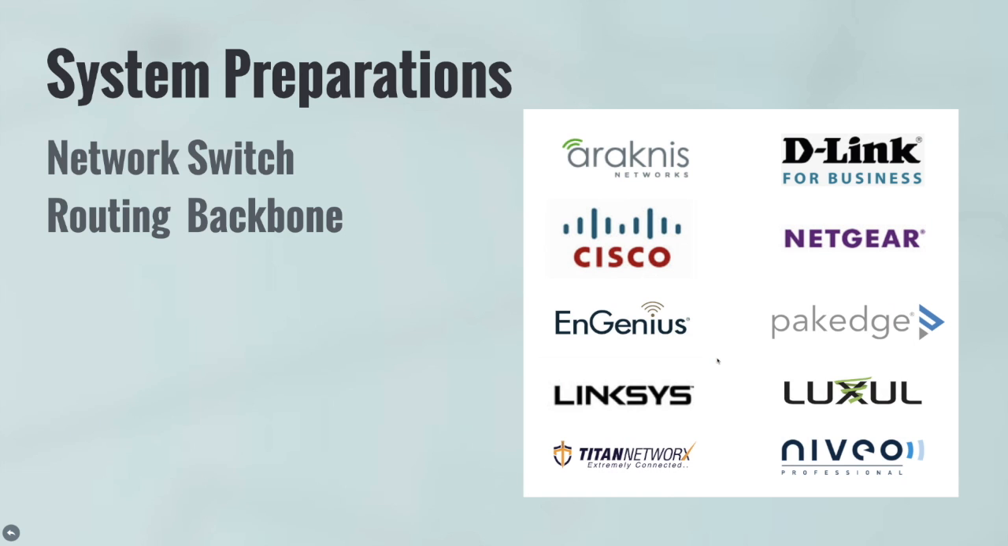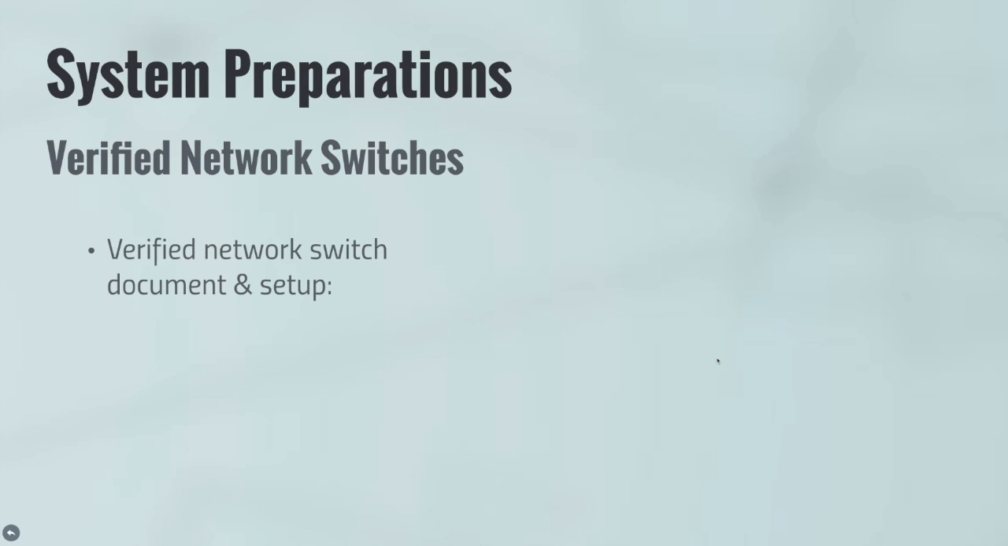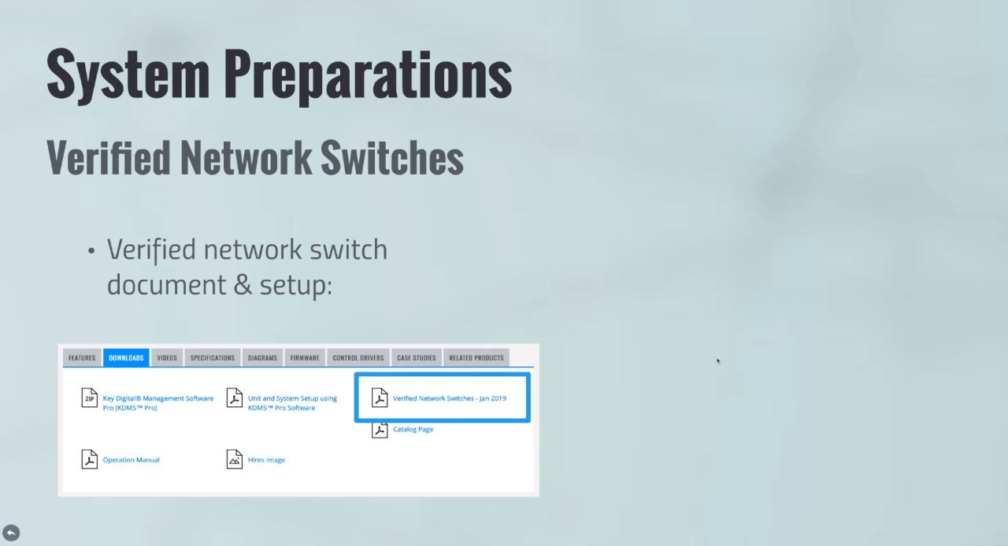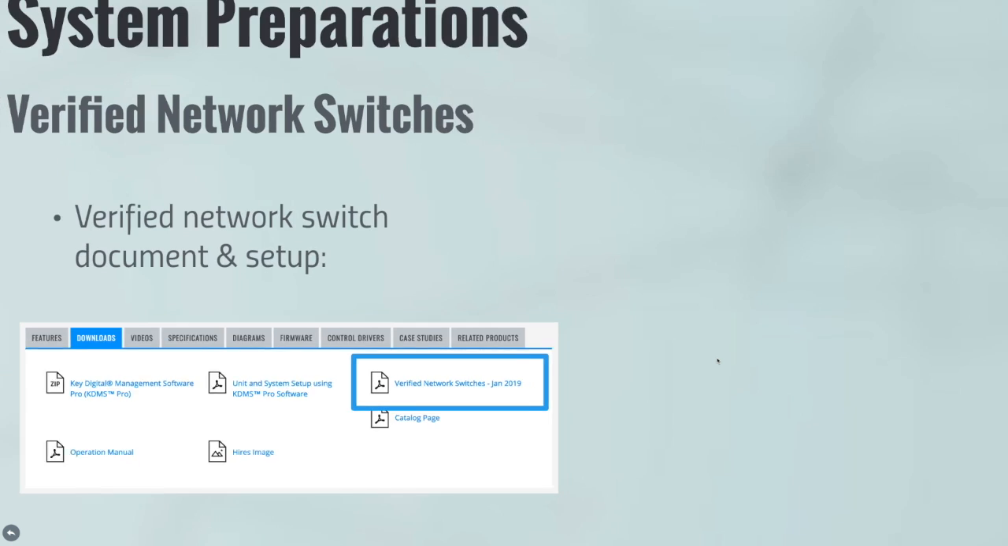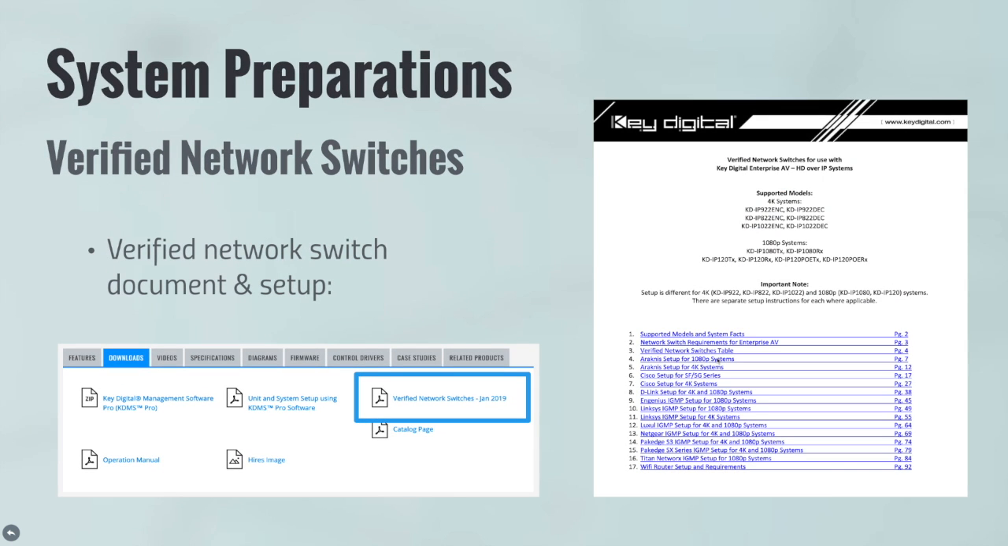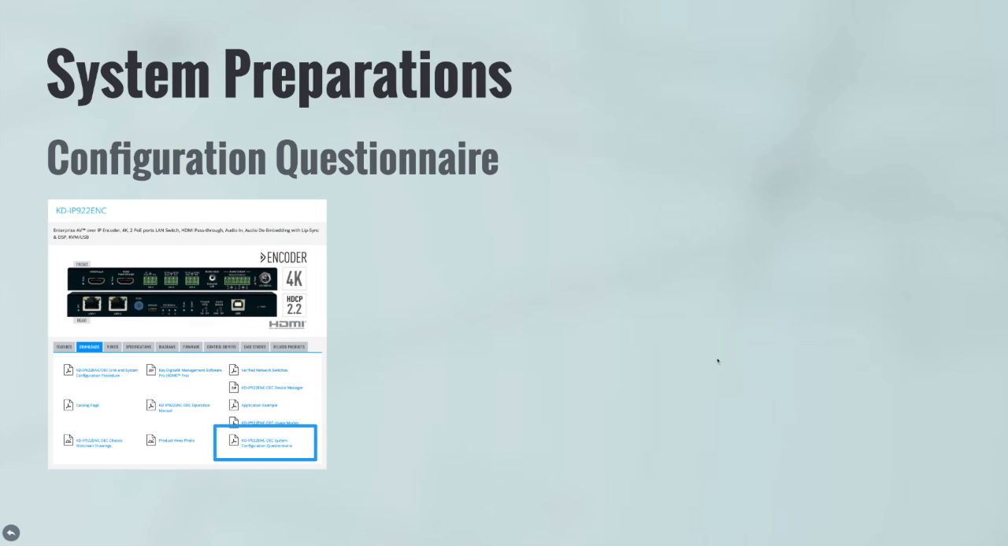We have at this moment 10 verified network switch partners, but there are specific models within those manufacturers. It's not a blanket statement, but you can refer to our verified network switches guide on every product page for any of our video over IP product line. You'll see it in the download section, and you can refer to that guide to learn how to configure that network switch to ensure that it is prepared for your installation with Key Digital's Enterprise AV over IP.